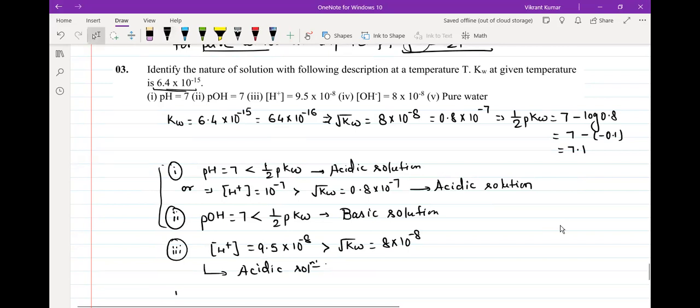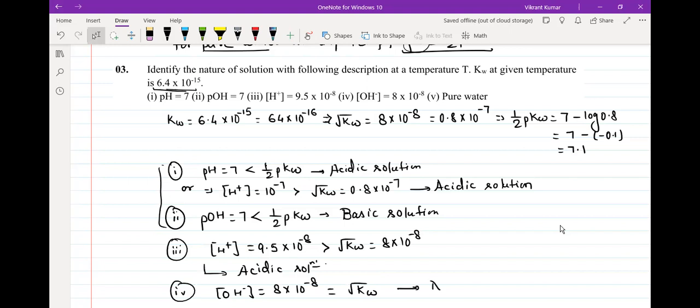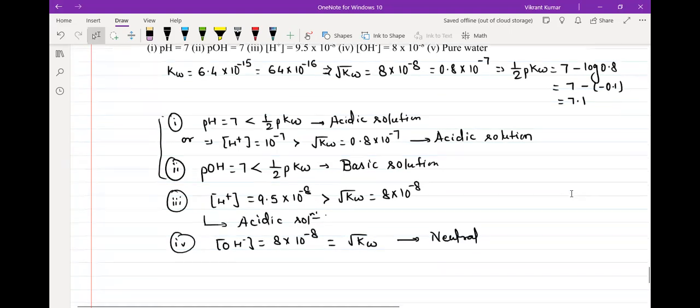Okay, fourth one. If you see OH minus is given, again we can directly compare it. This is 10 raised to minus 8 and this is exactly same as root KW. So we'll say this is neutral. And the last one, fifth one is pure water. अभी just बोला था, pure water is always neutral.